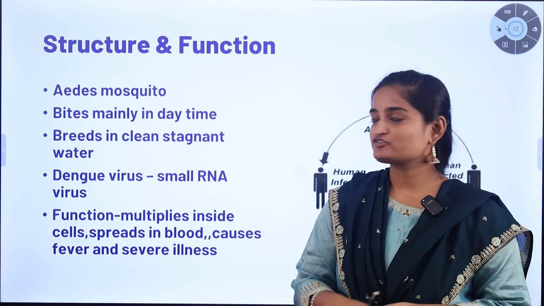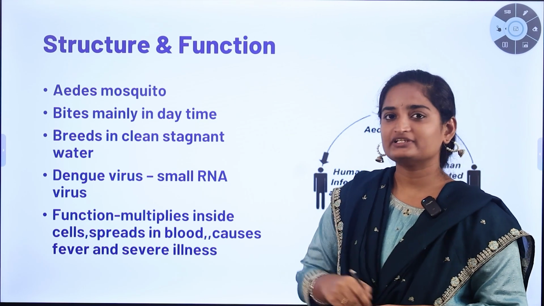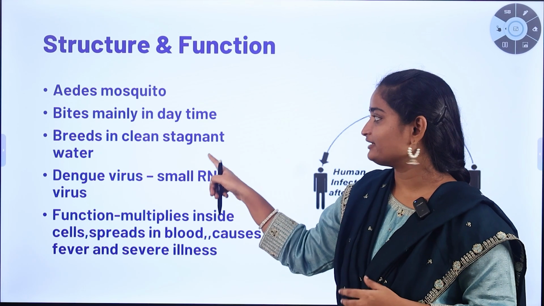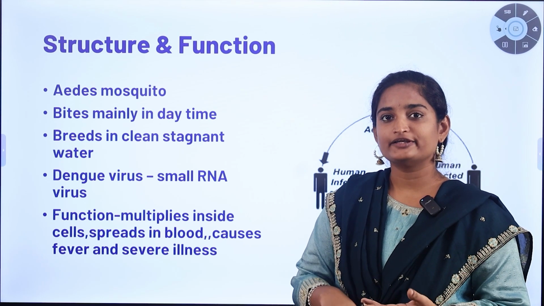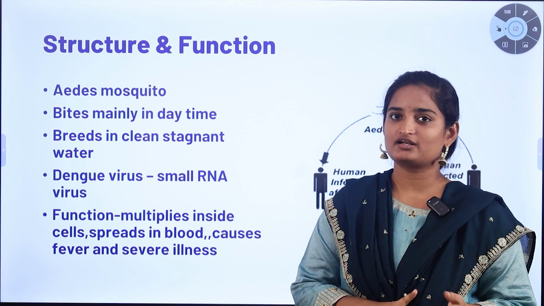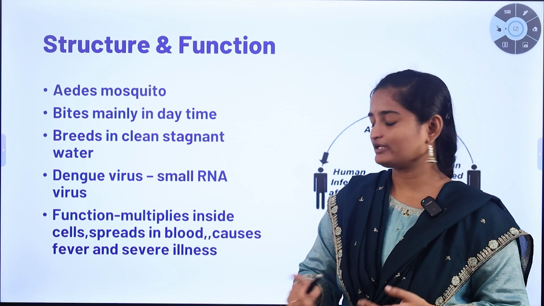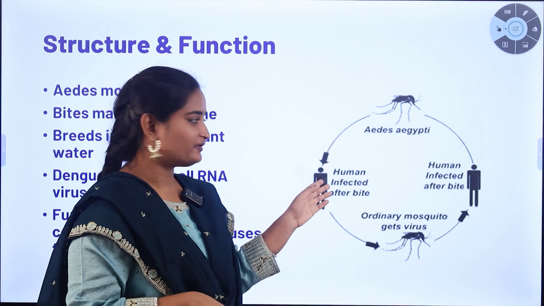Dengue is usually caused by the Aedes aegypti mosquito. This mosquito bites mainly in the daytime. Usually, this mosquito breeds in clean, stagnant water, like where you store water in water tanks, flower pots, and also in coolers, etc. Dengue has 4 serotypes. Dengue is a small RNA virus. It has 4 different serotypes, DEN 1 to 4, and this is the cycle of the dengue mosquito.